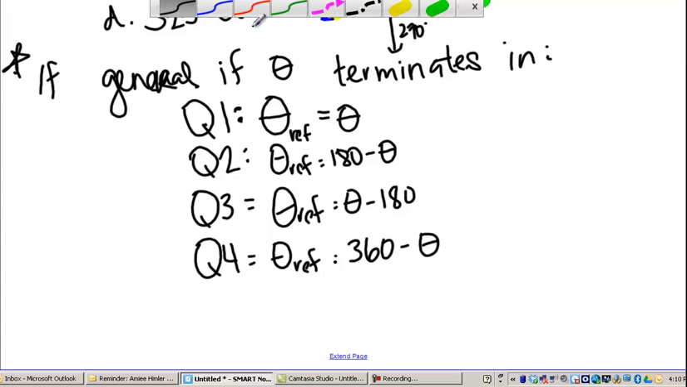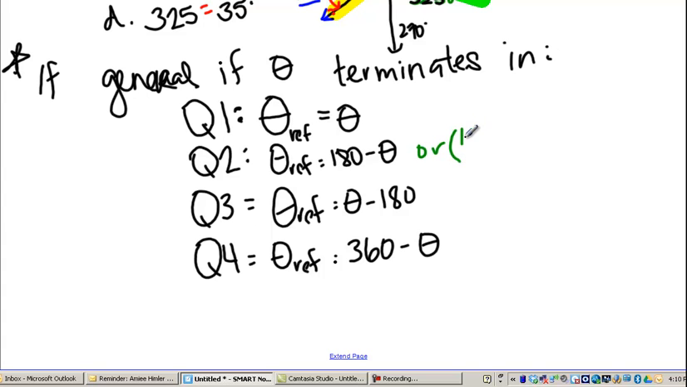Now, I want us to put this into terms of pi as well. So for quadrant 2, it's going to be pi minus theta. Quadrant 3 is going to be theta minus pi. And quadrant 4 is going to be 2 pi minus theta.